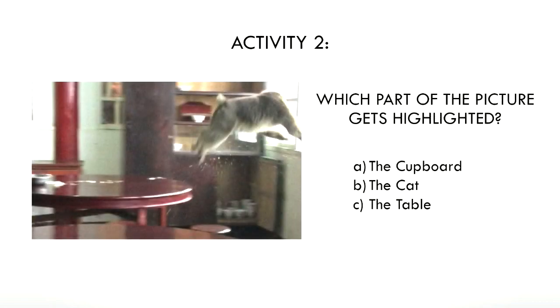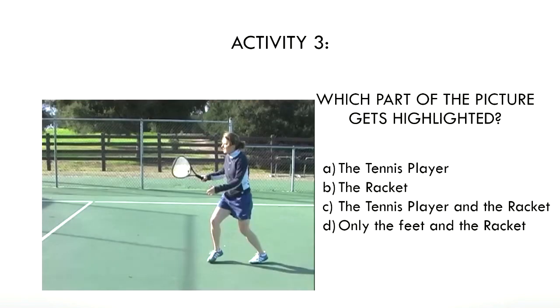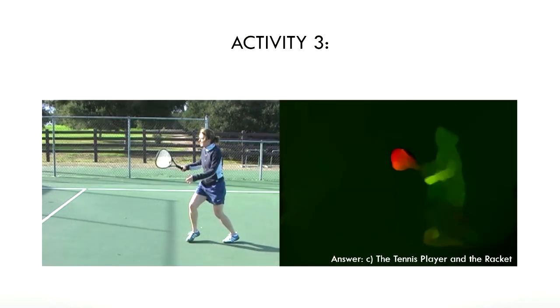Here we have a cat jumping out of a window. Which part of the picture gets highlighted? The cupboard, the cat, or the table? And the answer is the cat. Now on the other picture, the options are the tennis player, the racket, the tennis player and the racket, or the feet and the racket. The tennis player and the racket have been identified.